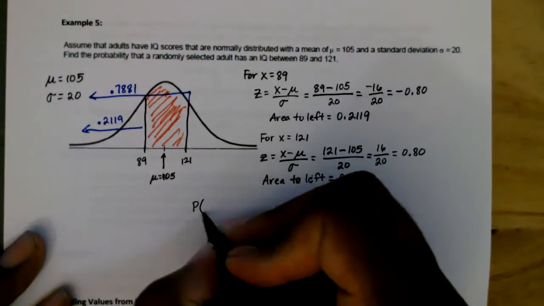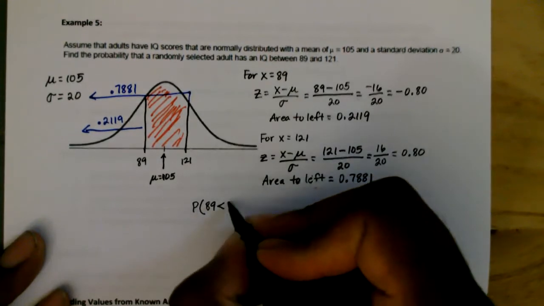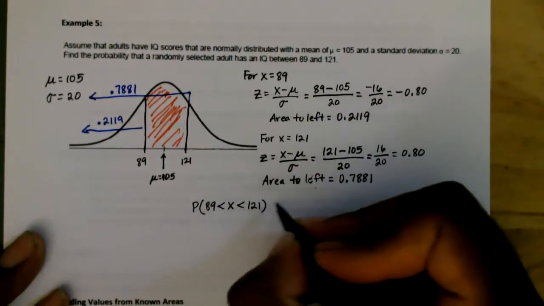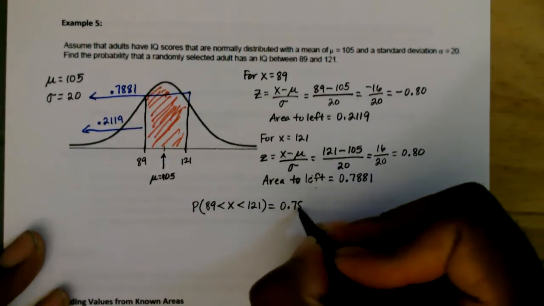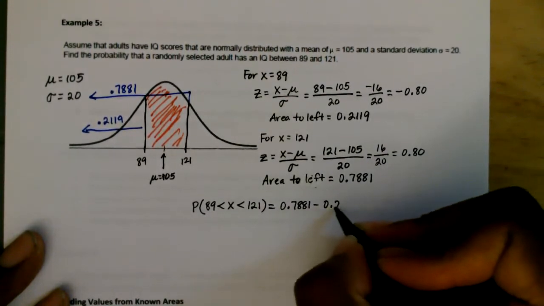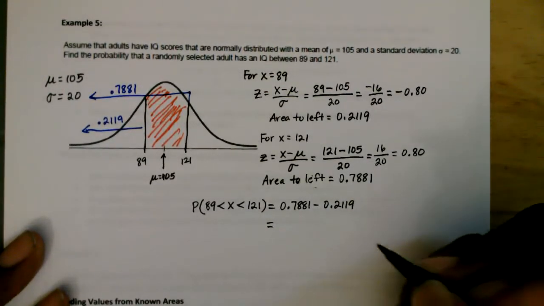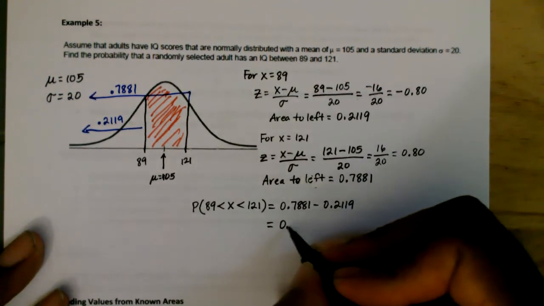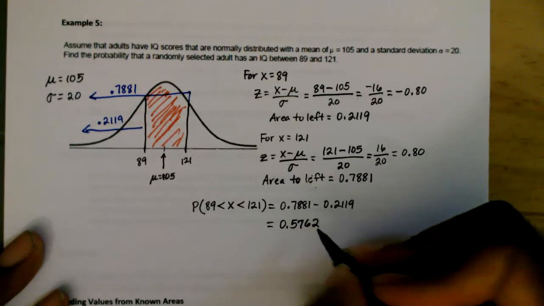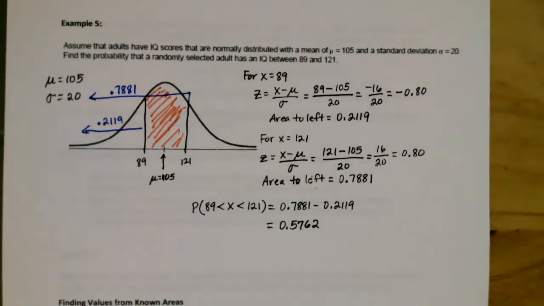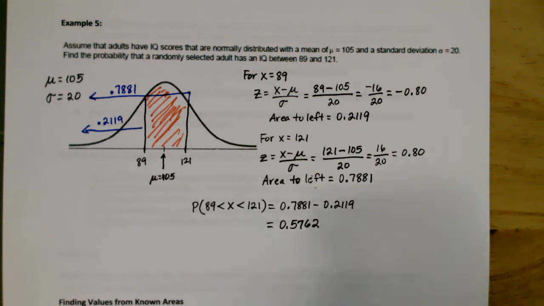So now the probability that our x is between 89 and 121, we subtract 0.7881 minus 0.2119. And that would give us 0.5762. And what that means here is that the probability that a randomly selected adult has an IQ between 89 and 121 will be 0.5762. Okay.